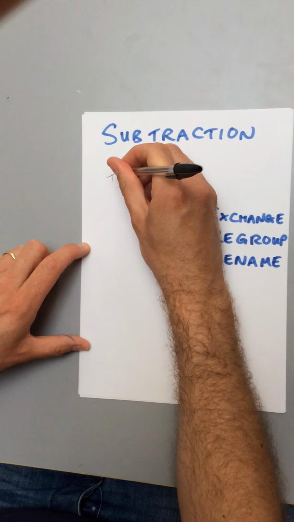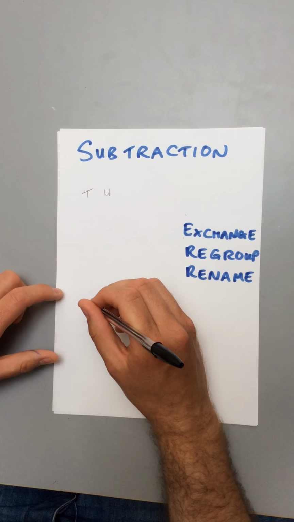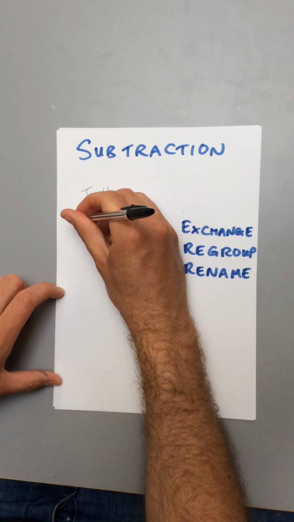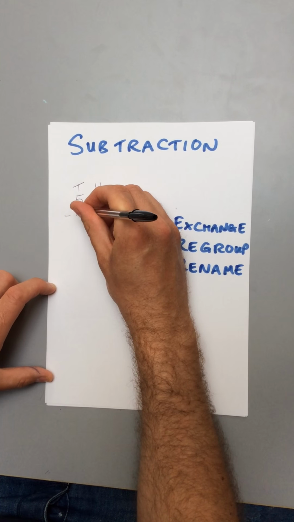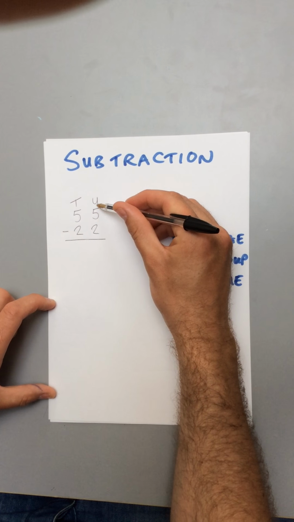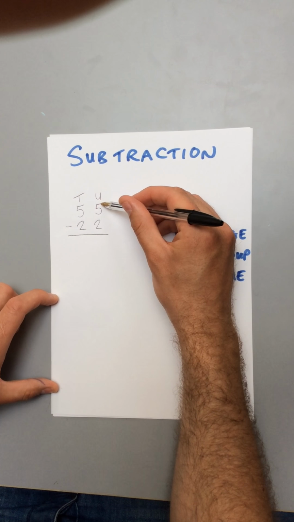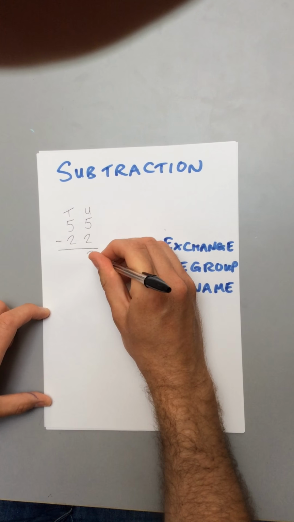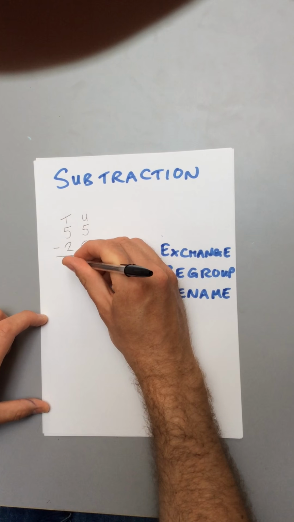For the first sum, I put up the letters T and U representing tens and units, and on top I have 55, and taking away from that I will take 22. We always start subtraction at the unit side and we always start at the top. 5 take away 2 is 3.